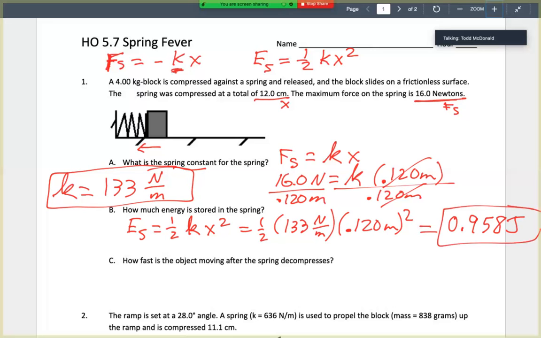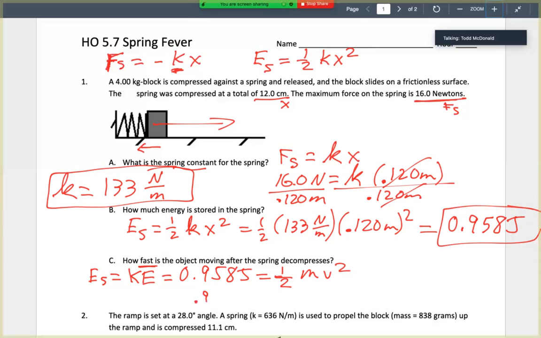Now, we're still talking conservation of energy. So the question is, when that spring is released and that box goes that direction, how fast will that object be moving as it leaves the spring? So we make the assumption here that all of this spring energy gets converted to kinetic energy. Well, we know that amount of energy is 0.958 joules. And if we set that equal to our formula for kinetic energy, 1/2 mv squared, then we should be able to come up with the velocity.